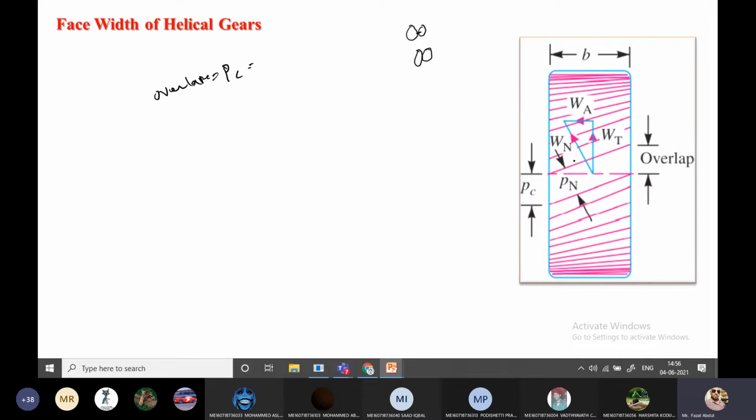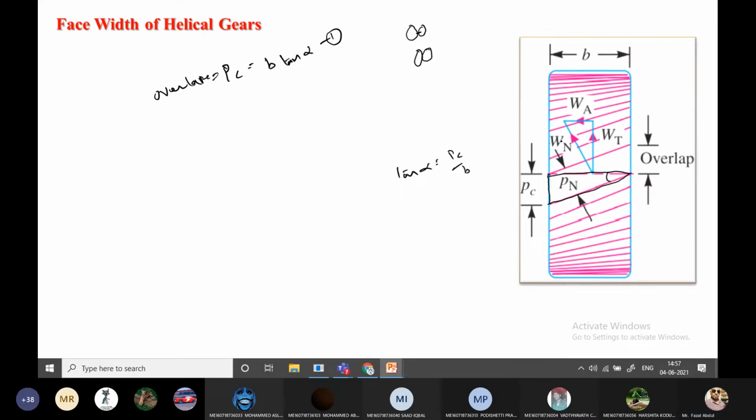So by seeing this diagram, see here I am drawing. This is the circular pitch. Now this is alpha. With this, tan alpha how much? Tan alpha equals Pc by B. So Pc equals B into tan alpha. Now this is the first equation.